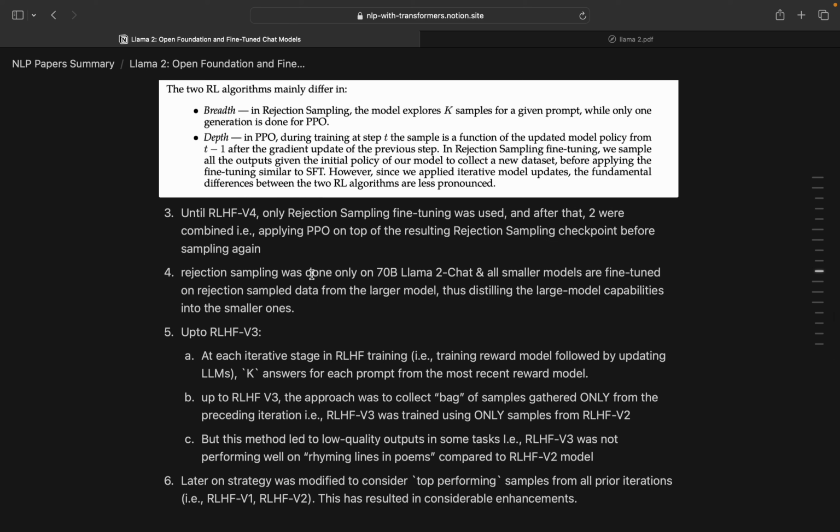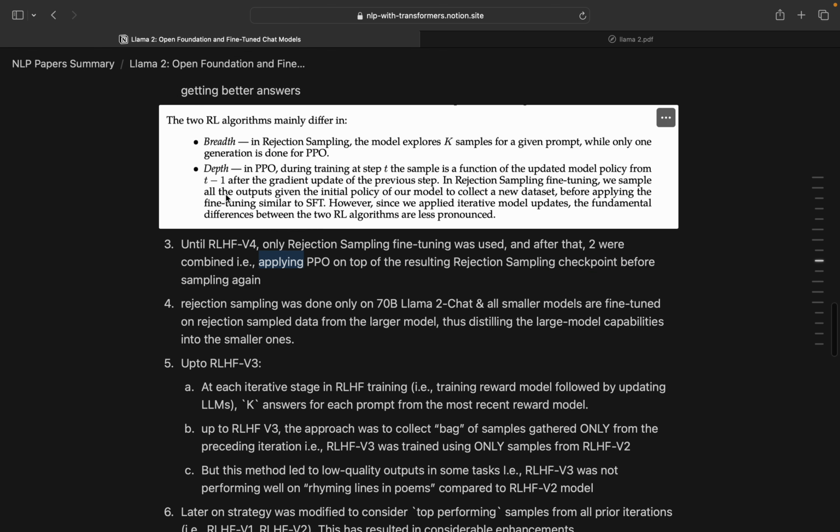And as I mentioned, there are 5 versions, right? V1 to V5. Until RLHF V4, only rejection sampling fine-tuning was used. That means you have the prompt, you ask the model multiple times, you choose one, and then you use that for the iteration of the next version. But for RLHF V5, they combined PPO on top of the resulting rejection sampling. They applied the rejection sampling checkpoint and then they applied PPO too. That's why I was saying they mixed all of these to come up with the LLaMA 2 RLHF V5.